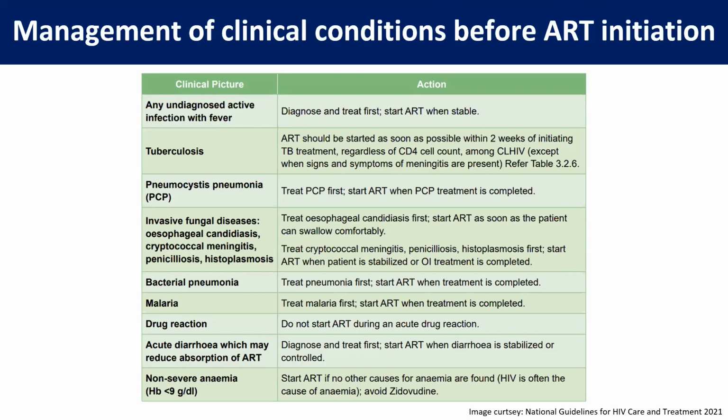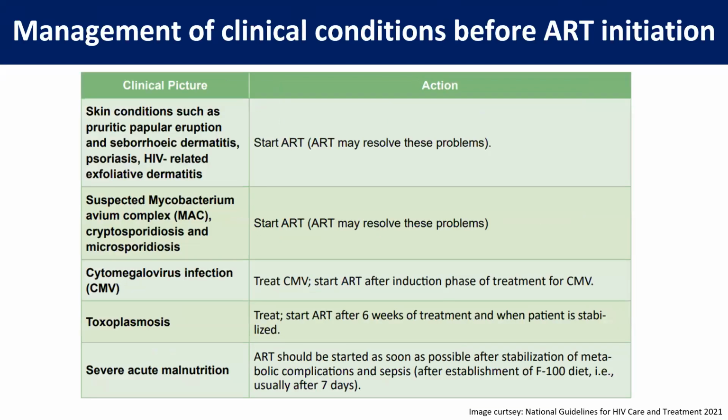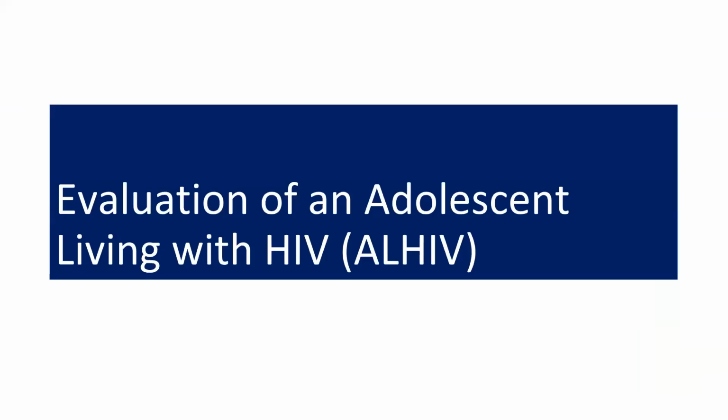If there is non-severe anemia, try to find the reason for the anemia and try to avoid zidovudine in such a situation. For skin conditions, or suspected MAC, cryptosporidiosis or microsporidiosis, you need to start ART early. With CMV, wait till the induction phase of the treatment is done, and then you can start. Similarly, with toxoplasma, wait for 6 weeks, stabilize the patient, and then start ART. If there is severe acute malnutrition, stabilize the child of metabolic complications and sepsis, establish the F100 diet, usually by around 1 week, then you can start ART.